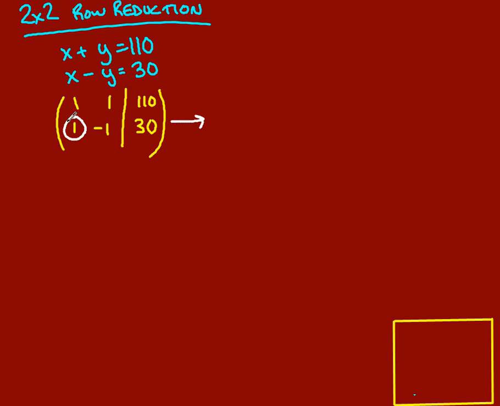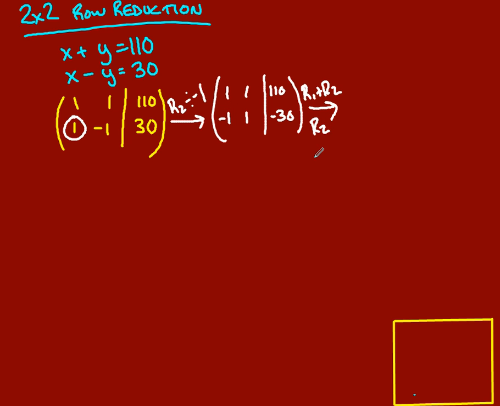Well, the only way I can do that is if it is the same as the entry above it, but I want to have opposite signs. So the way I'm going to do that is by taking the entire second row and dividing it by -1. That means I'm not changing the first row at all, but I'm going to make the second row into -1, +1, and -30. Because now, since I have these two the same but opposite, I can add those two rows together.